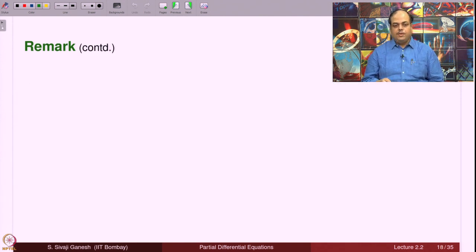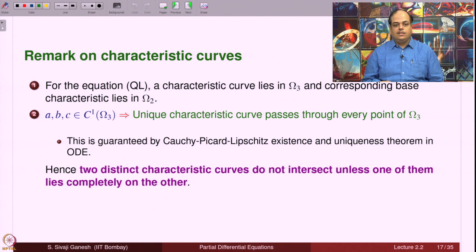In other words, we may ask, what do you mean by one lies on the other? It may be that you have a solution which is that long. If you look at a small piece of that, that is also a solution. So, this is the only way uniqueness is violated. So, we do not consider such things as different solutions. Therefore, two distinct characteristic curves do not intersect unless one of them lies completely on the other.